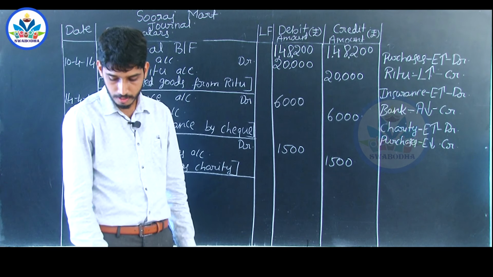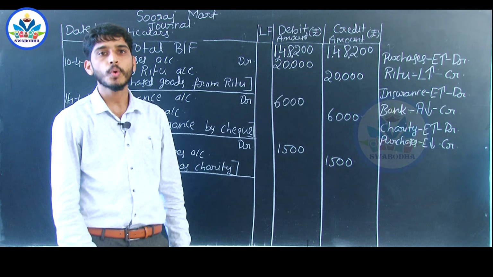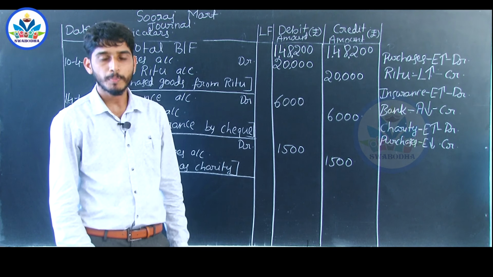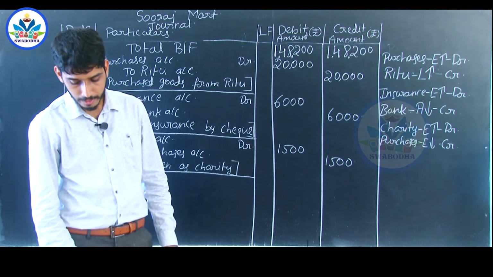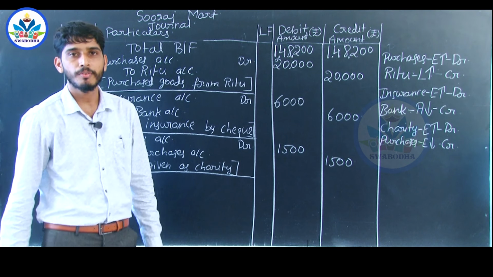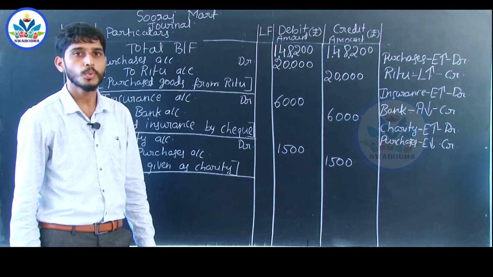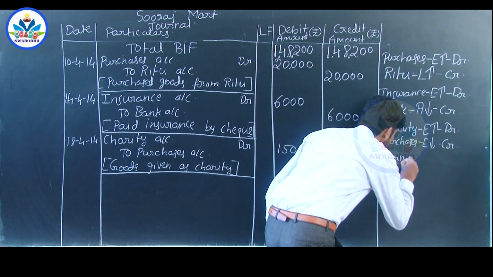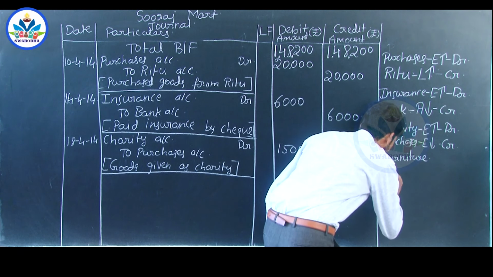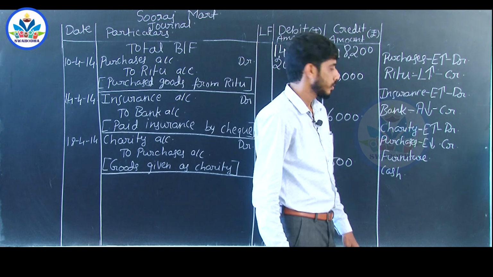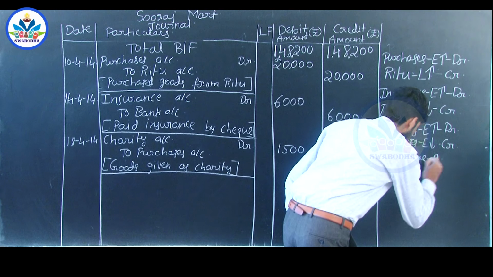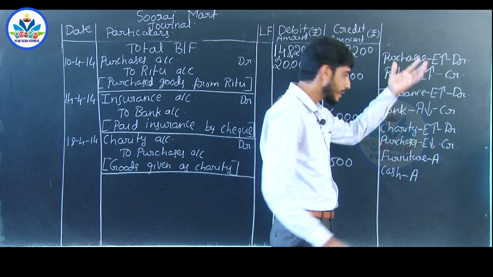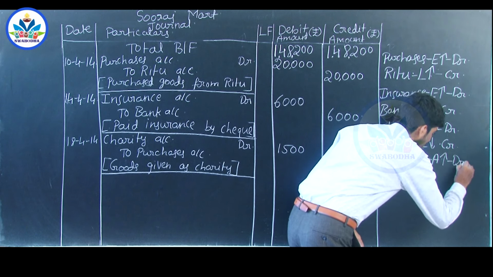Next transaction, 24/4/2014, purchased office furniture for rupees 11,200. Now, the two accounts involved are furniture account and cash account. Furniture is an asset, cash is also an asset. Whenever you purchase the furniture, the asset value increases. Increase in an asset has to be debited.